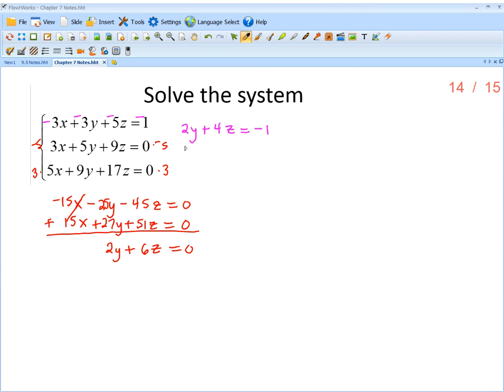So now I'm back to having two equations and two variables, and I'm able to solve using elimination, which is nice. So if I just multiplied the top equation by negative 1, then I can add these two. I get these to cancel. 2z is equal to 1. Dividing by 2, I get z is equal to a half.